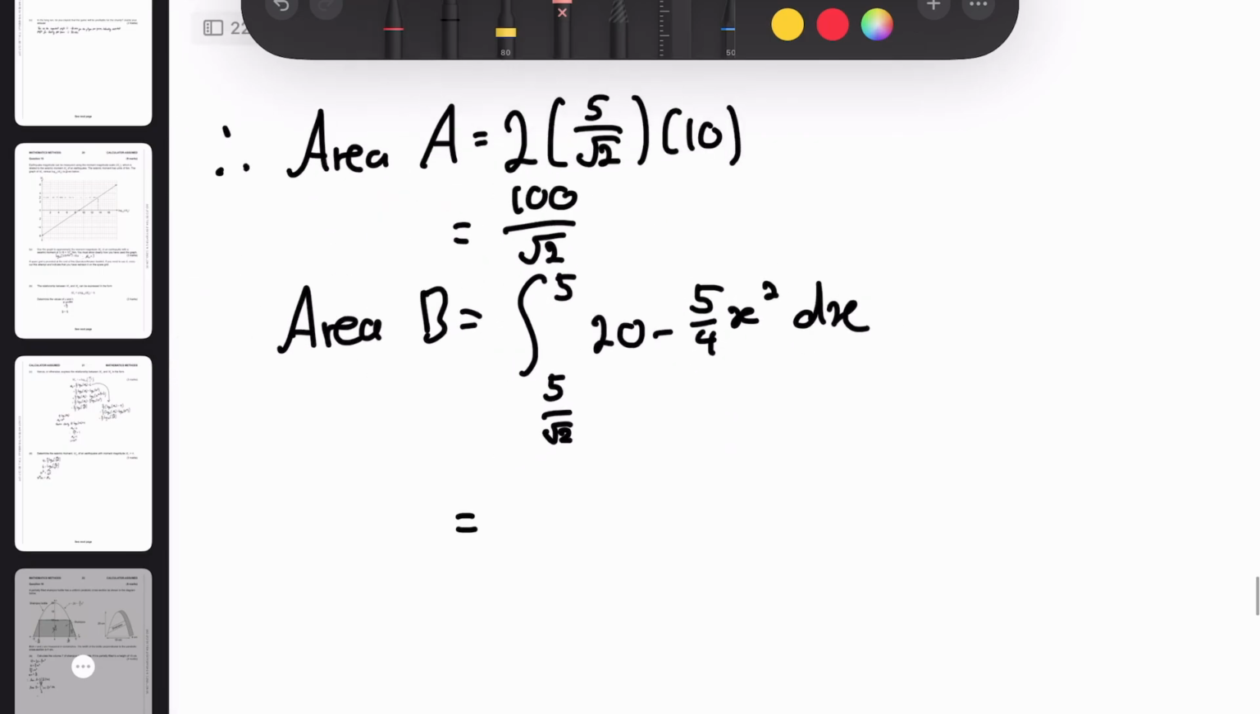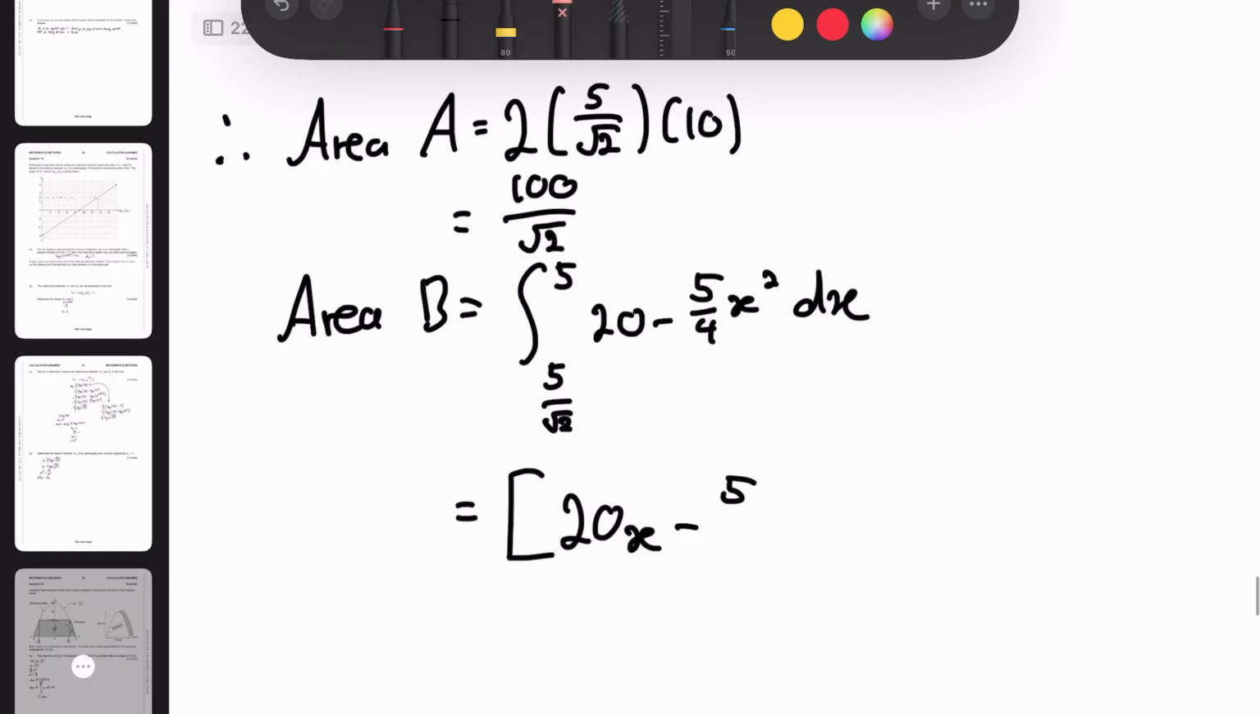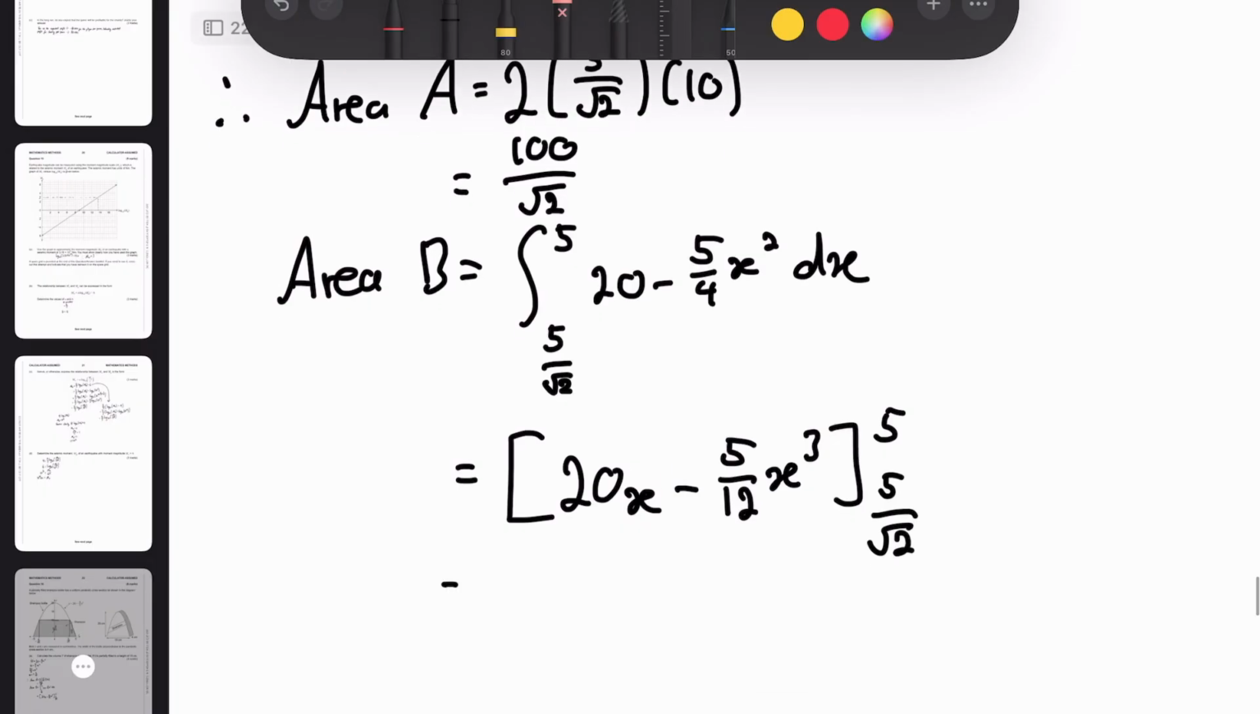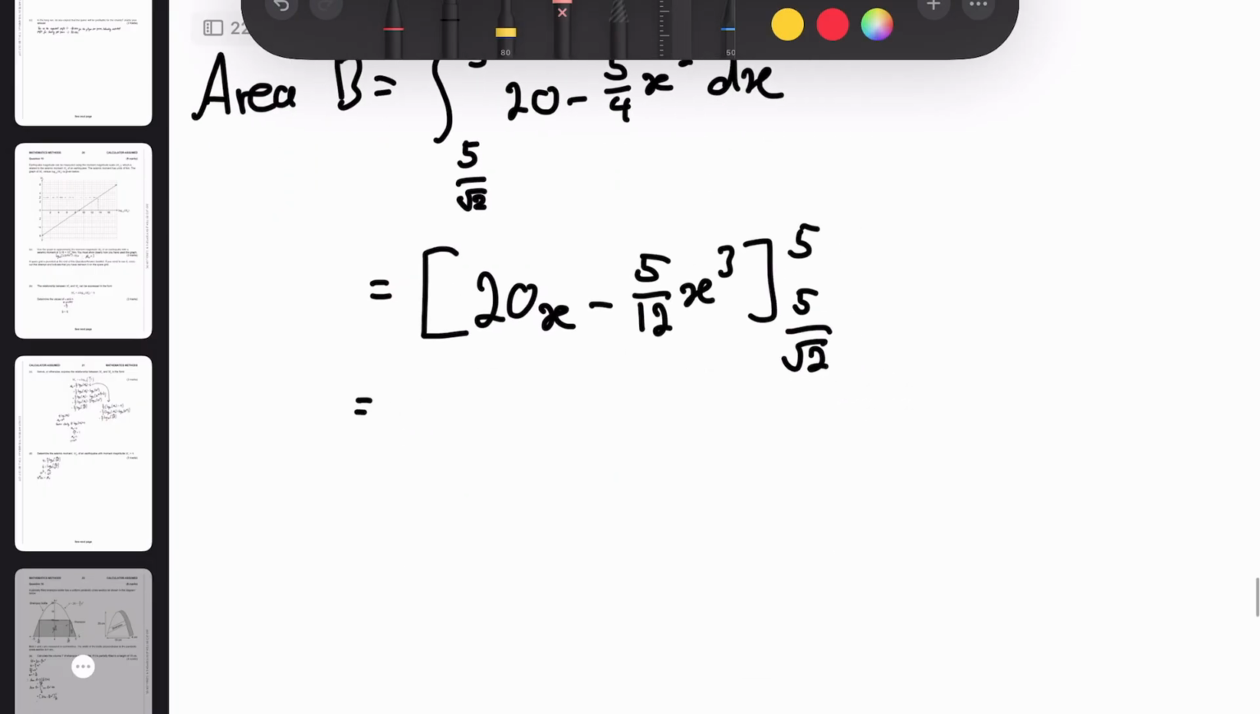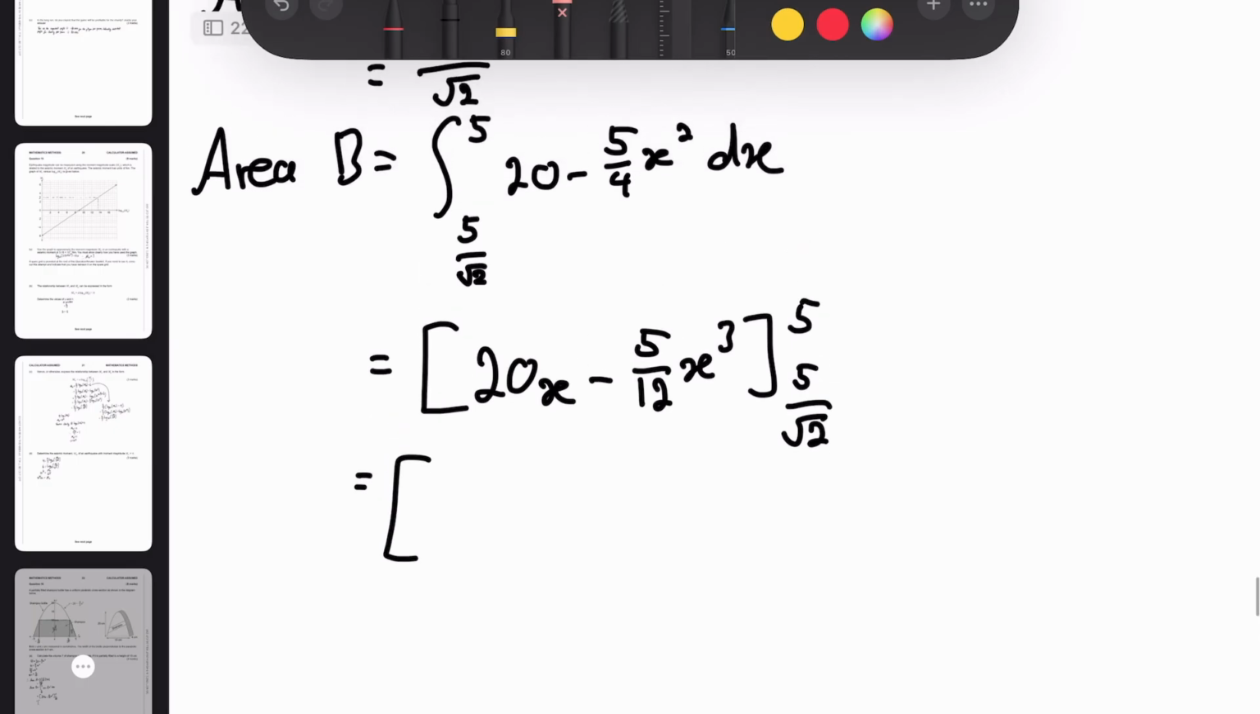Okay, so then this is 5 square root of 2. Oh wait, hold on, we don't need the integral anymore. This is just going to be 20x minus, so we raise the power and divide by it, 5 on 12 x to the 3, 5 on square root of 2. Now this is, oh wait, I forgot this, we can use the calculator for this.